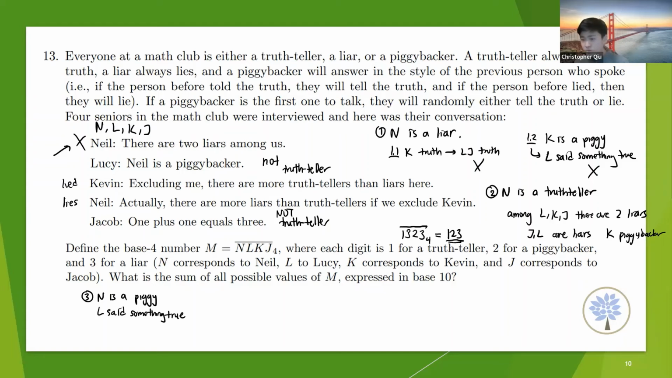So now we see that excluding Kevin, there are not more truth tellers than liars, and excluding Kevin, there are not more liars than truth tellers. So in fact, what this means is that the number of liars and the number of truth tellers must be equal. But clearly here we have 2 piggybackers and 2 liars, and no truth tellers. So this gives us a contradiction.